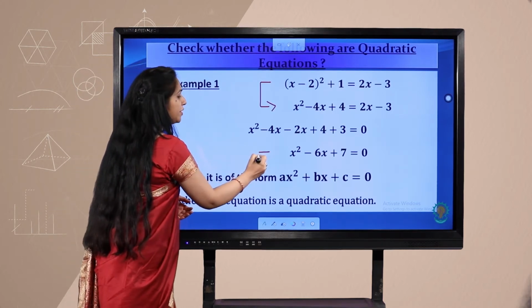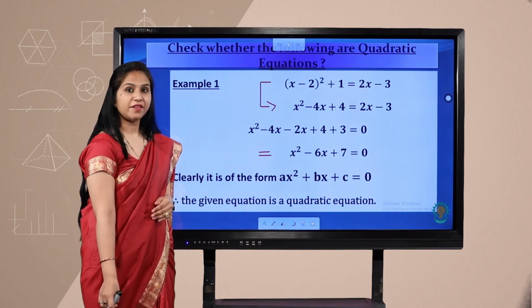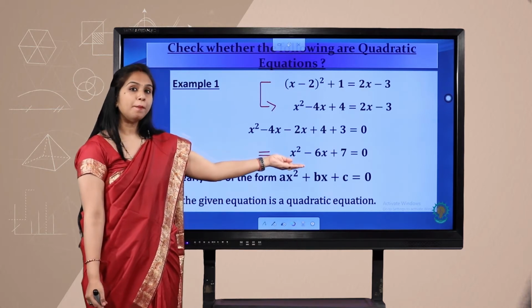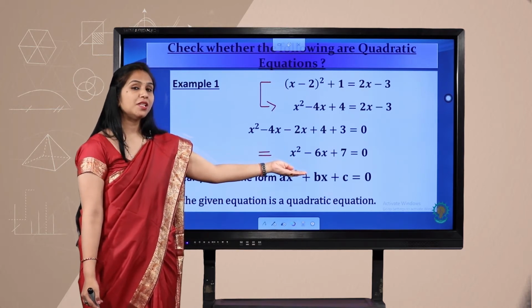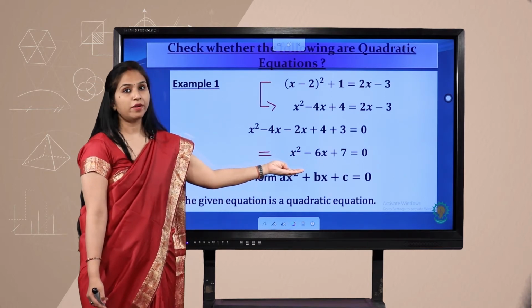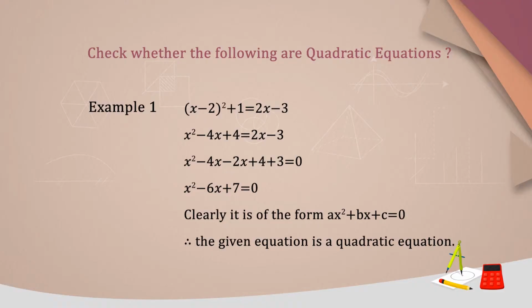Your equation will reduce to x² − 6x + 7 = 0. Children, you can see this is the standard form of a quadratic equation. Clearly, this is in the form of ax² + bx + c = 0. Therefore, the given example is forming a quadratic equation.